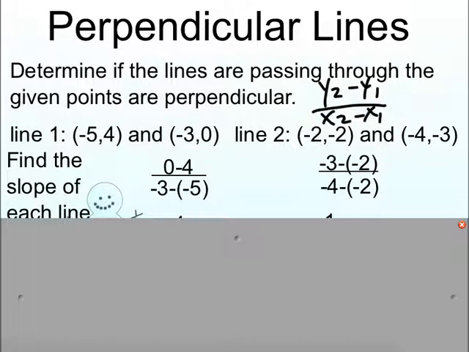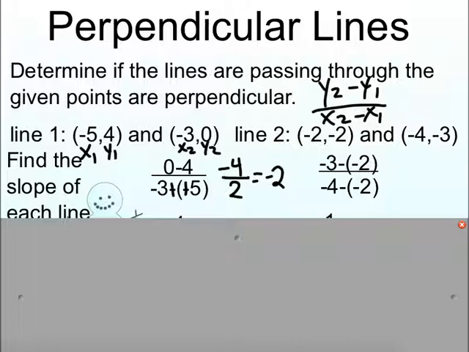So we plug it in and we say y2 minus y1, so 0 minus 4, over x2 minus x1. And we can simplify. We say 0 minus 4 is negative 4 over, well, minusing a negative is adding the opposite, so we actually get a positive 2. So this is negative 2. What we're looking for is for the other slope to be hopefully a positive 1/2.